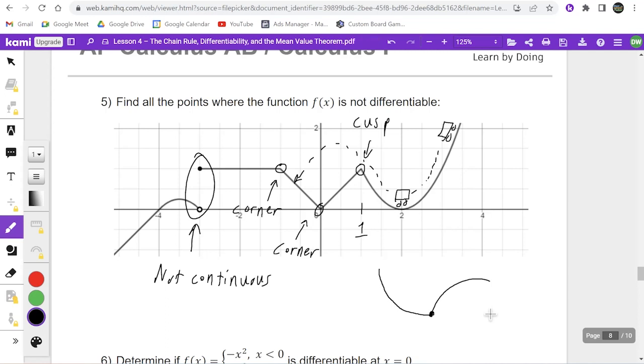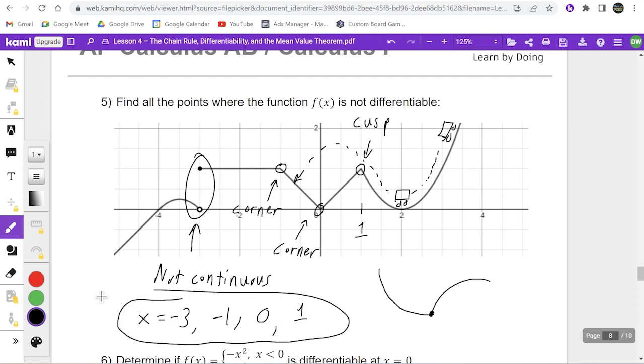Where it's differentiable simply means the derivative or the slope exists. And everywhere else is where it does not exist. Oh, and by the way, these are the only answers. So the points are x equals -3, which was the discontinuity. You've got -1, which is the first corner. You've got 0, which is the second corner. And you've got +1, which is the cusp. And that is where the function is not differentiable. Any questions?